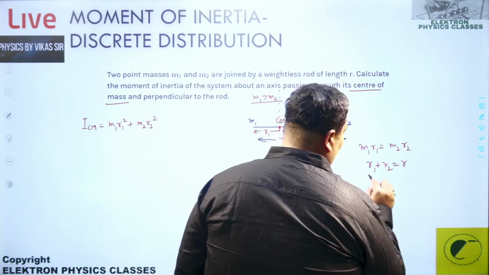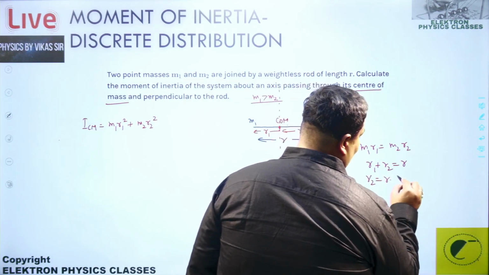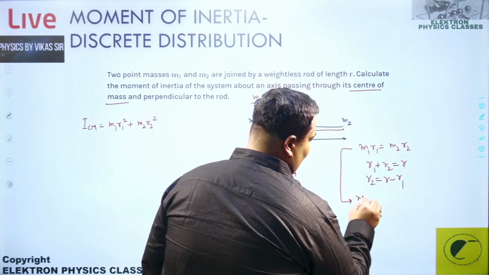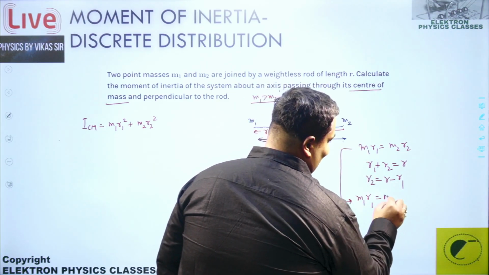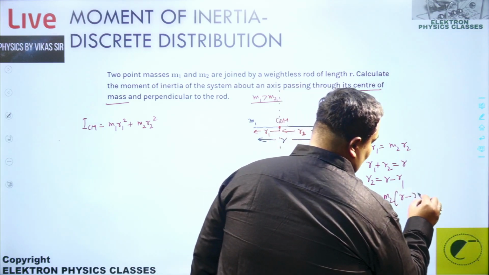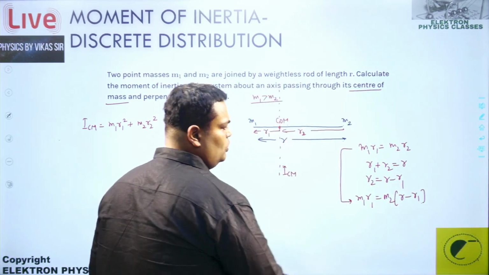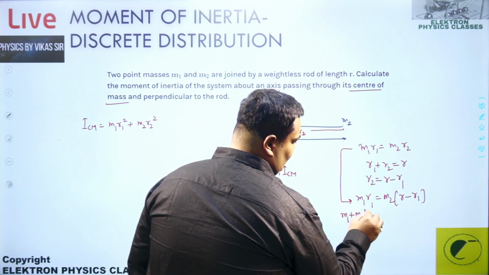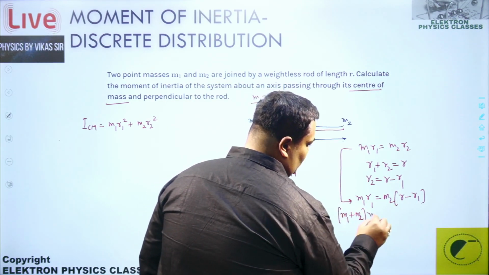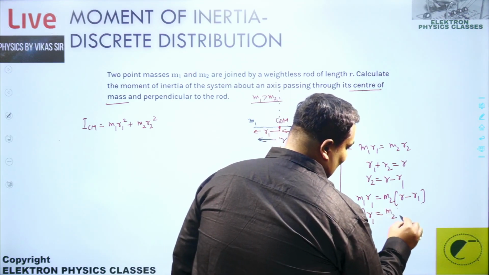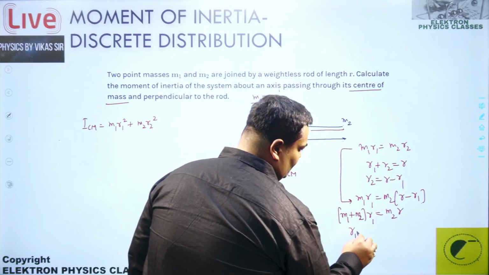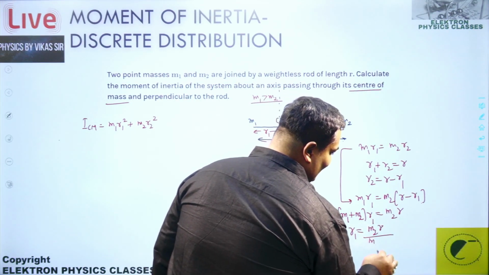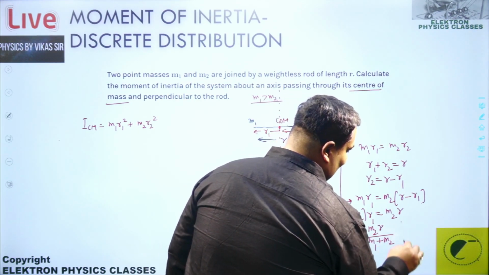Now, r2 from here can be written as r minus r1 and we place it in this equation. So you get m1 r1 as m2 into (r minus r1). So this r1 comes here. That becomes (m1 plus m2) into r1 is equal to m2 into r. So the value for r1 works out to m2 into r divided by (m1 plus m2). That's the value for r1.